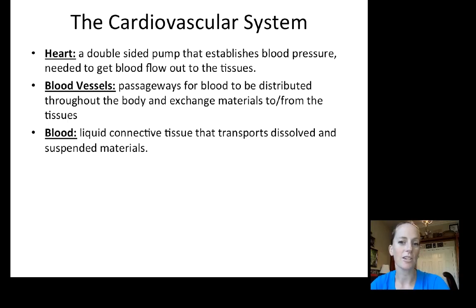So just to remind you, the previous lecture focused on the heart. So we talked about the heart as a double-sided pump. And as the heart is pumping, it's establishing blood pressure that is needed to get the blood flow out to the tissues. The blood vessels then are passageways for the blood to be distributed throughout the body so that the blood can exchange materials to and from the tissues.